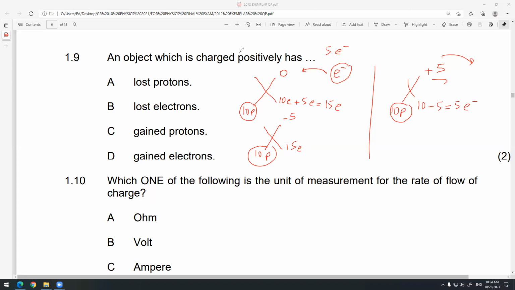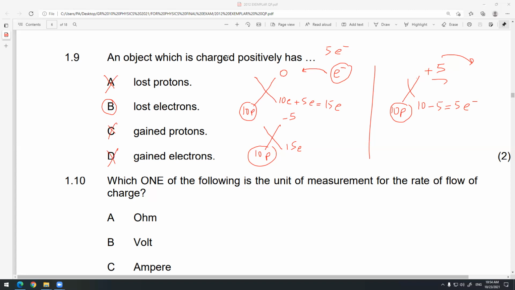Now, they're asking about positively charged. Lost protons, no, because we know protons never move. Lost electrons, yes, this is our correct answer. Gained protons, the protons never move. Gained electrons, if they are getting electrons, people, they are going to get negatively charged, not positively. Because of that, our answer is B. Question 1.9, the answer is B.